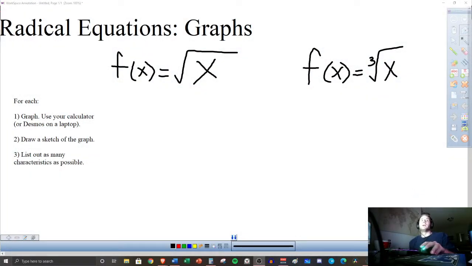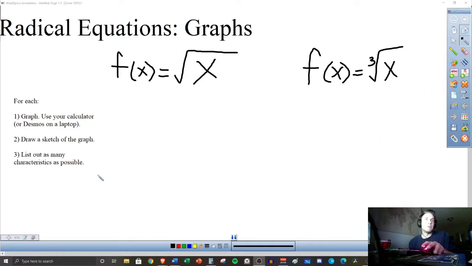Okay, so I need you to draw a line in your notes. And here are the directions for what I want. At the top, you're going to write radical equations graphs, because today we're talking about graphs of these radical equations that we've been solving for the past week. And in your notes, you're going to write both equations: f of x equals square root x, and f of x equals cube root x.